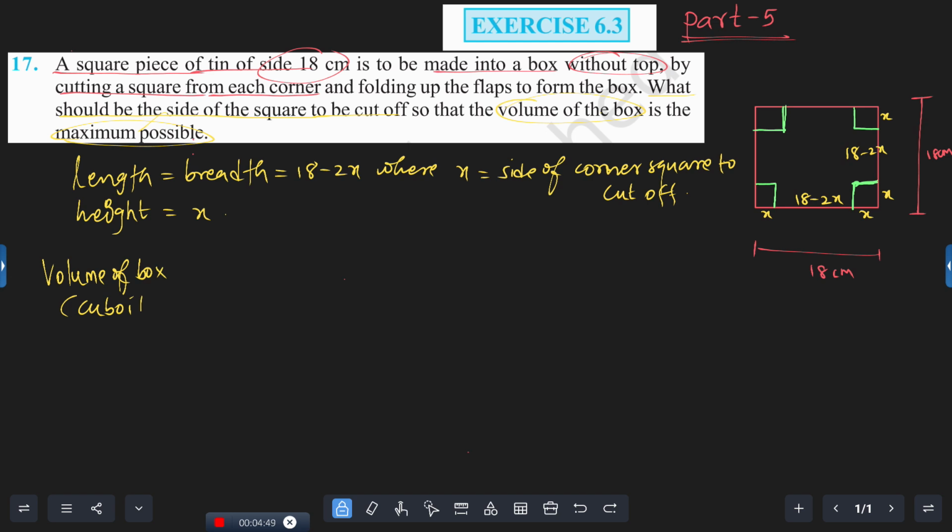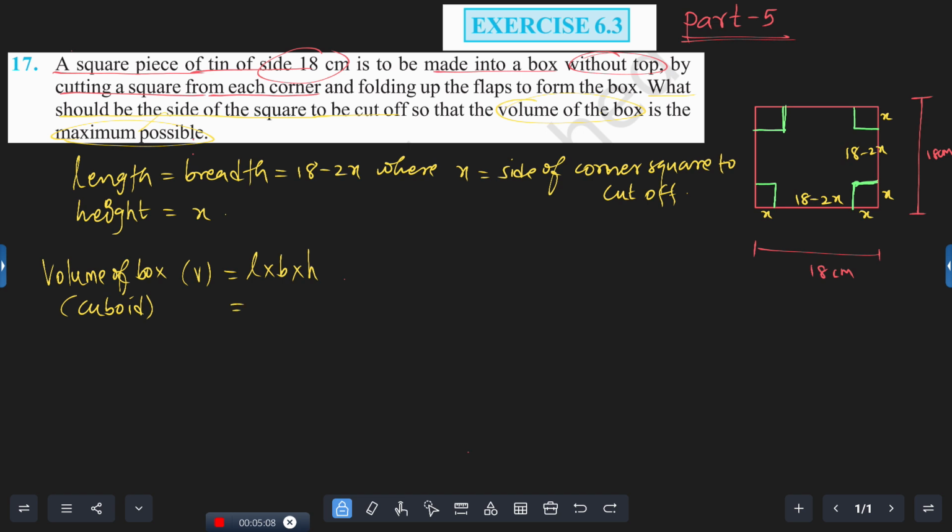Why cuboid? Because length and breadth are equal but height is not equal. Suppose length, breadth and height are equal, that will become a cube. Understand? This is a cuboid only. Cuboid volume means V, you take, which is length into breadth into height. That is our volume. This we have to differentiate.